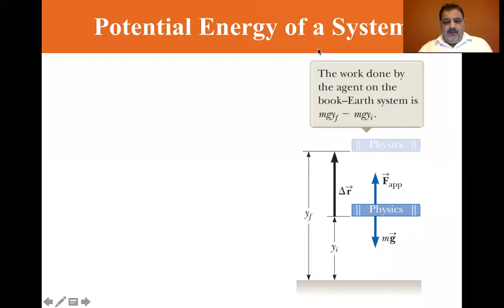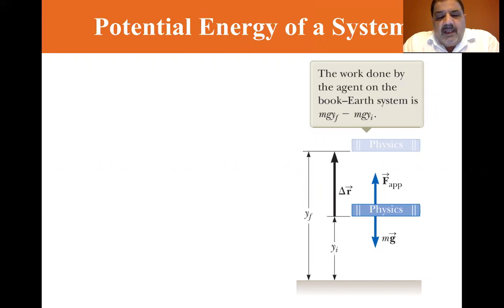Okay, we are going on with section 7.6, the potential energy of a system. Consider systems of two or more particles or objects interacting via a force that is internal to the system. The kinetic energy equals the algebraic sum of the kinetic energies of all members of the system. In some systems, one object is so massive that it can be modeled as stationary, and its kinetic energy can be neglected.